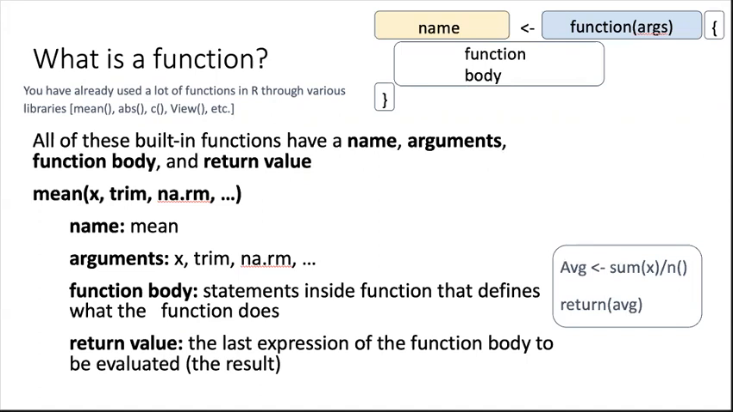So looking at an example for the mean function, it takes some sort of input as x, and then there are all these other arguments that we can supply to mean, like trim or NA remove to remove NAs. And then there's a function body, and these are statements nested inside the function that define what the function does. So for mean, we're going to take the sum of x divided by the number of items or objects inside the vector, and then return the average. And so this last value, the return value, is the last expression of the function body to be evaluated. It's the result.